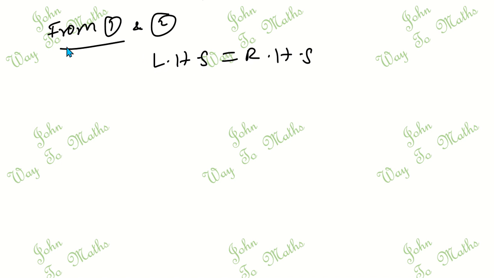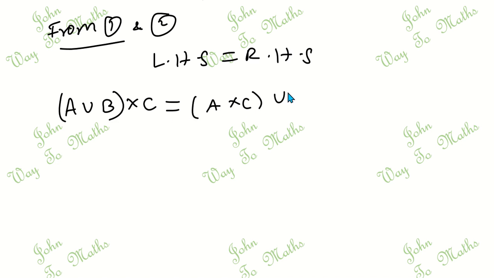So the result becomes: hence the result A union B cross C is equal to A cross C union B cross C. So verified the result.